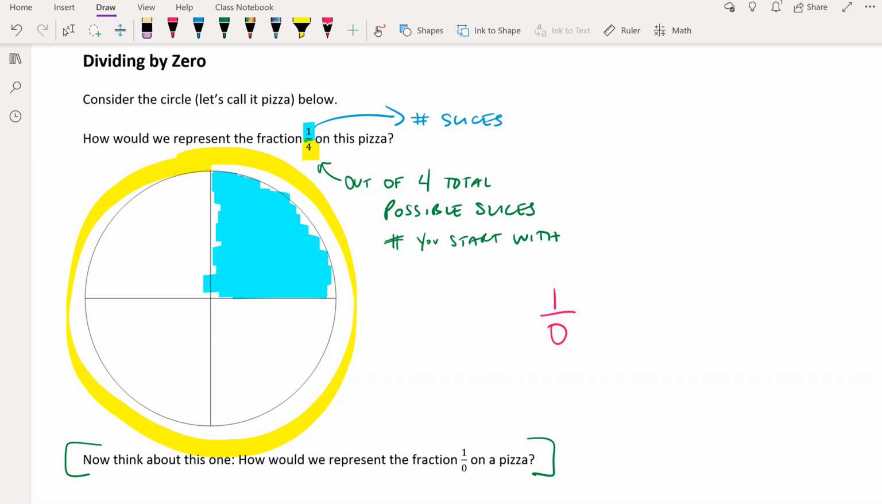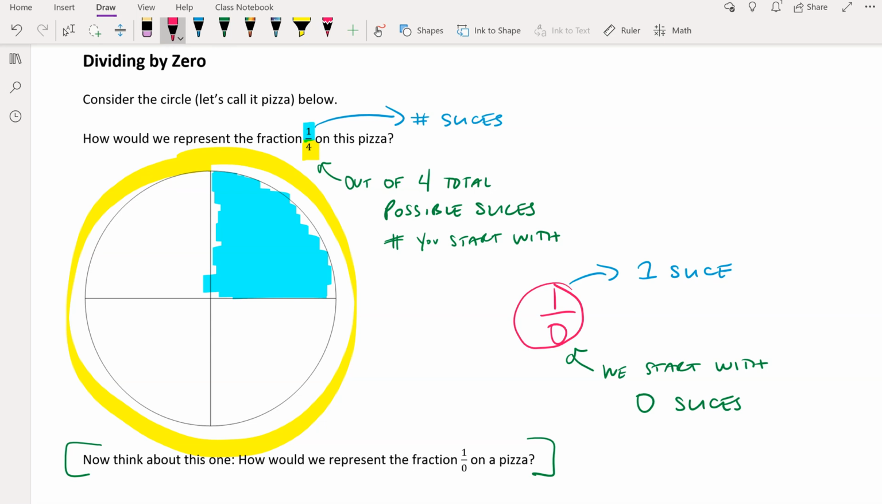Okay, so 1 over 0, well, let's break this down again. This would be 1 slice, because that's the number of slices. But over 0, that would mean let's say we start with 0 slices. So could you give your friend a slice of this pizza, the 1 over 0 pizza? Well, you started with 0 slices. So no, you can't give your friend any slices. That's why we're not allowed to divide by 0. You're starting with nothing. You cannot give something away when you have nothing. So you are not allowed to divide by 0.